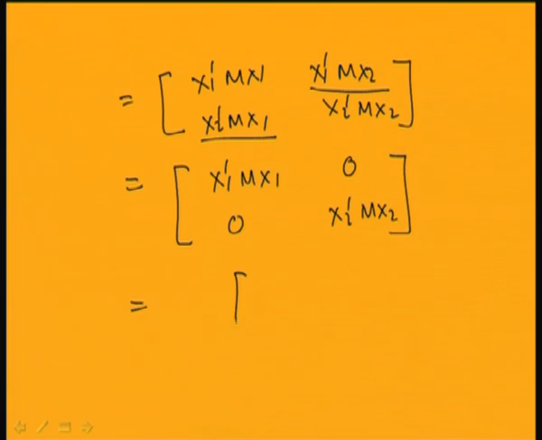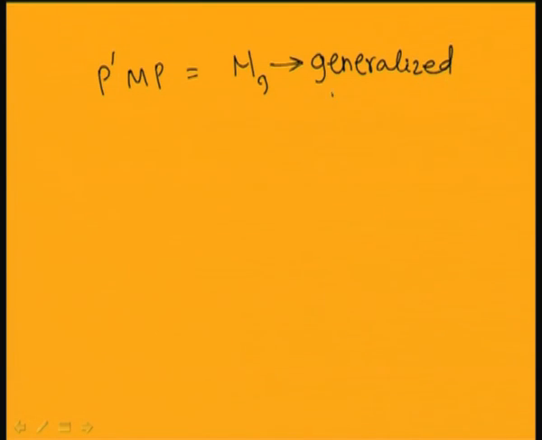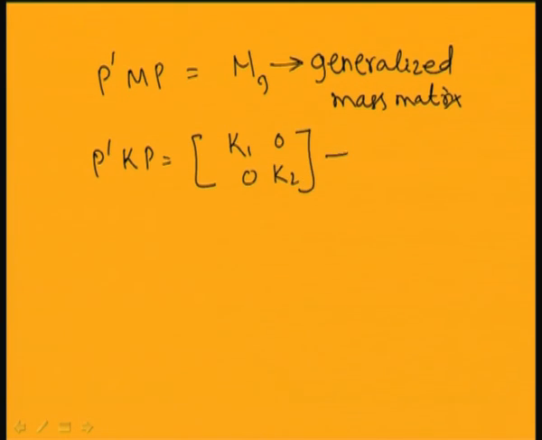So, this is equal to the generalized mass matrix, m1 0 0 m2. By using this P dash M P I can get the generalized mass matrix. Similarly, I can find P dash K P, which will be equal to k1 0 0 k2, the generalized stiffness matrix of the system.